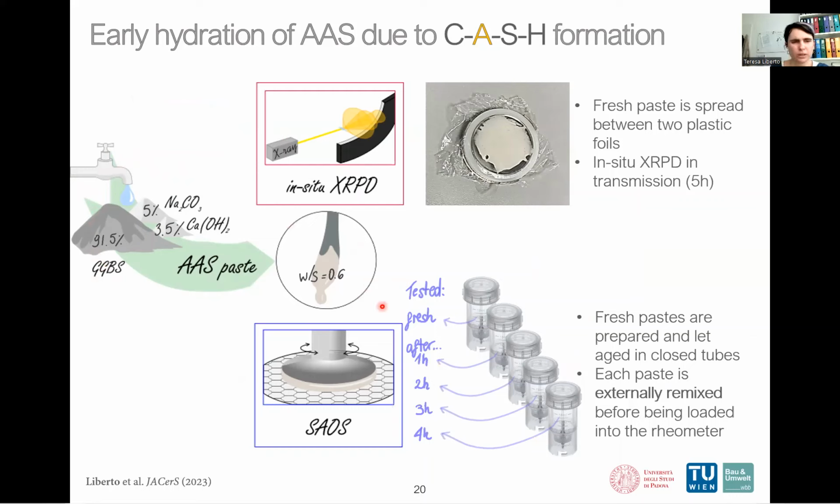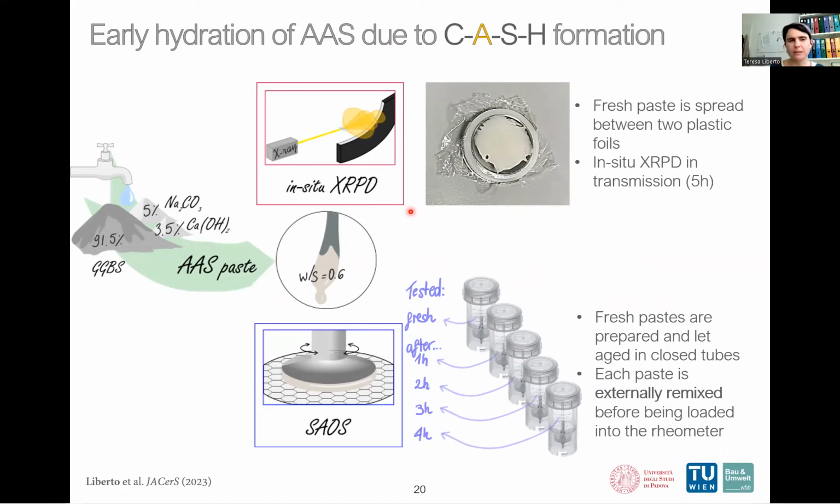We fix a water to solid ratio, which can be used for both in situ XRPD and SAOS. In situ XRPD is classical XRPD, but the novelty is that we can put this fresh paste and spread it between two plastic foils, and then do in situ XRPD measurement in transmission during, more or less, 5 hours, but you can continue as long as you want. We chose 5 hours because we want to match it with the testing in oscillatory rheology. And the limitation of our instrument is 1 hour, 1 hour and a half.